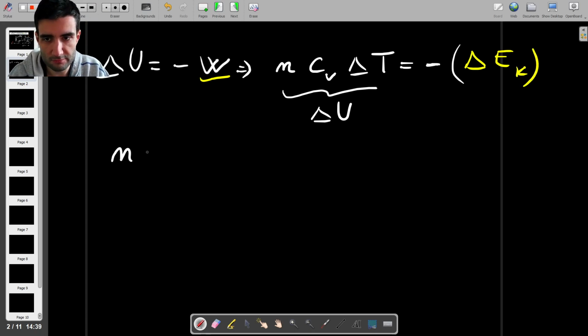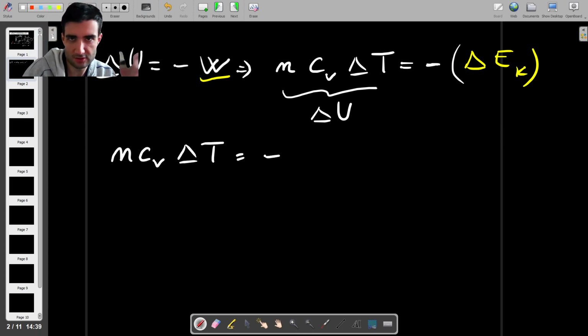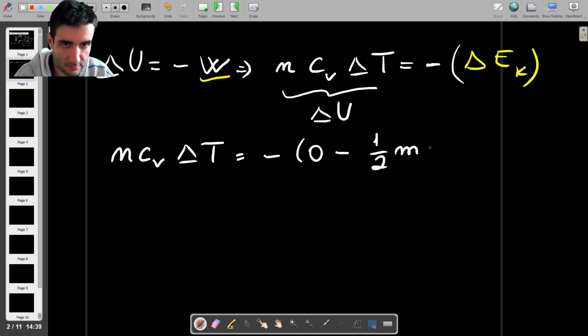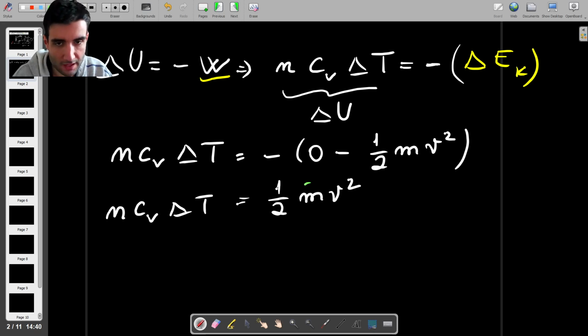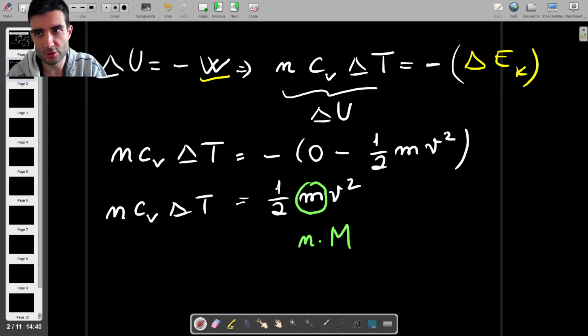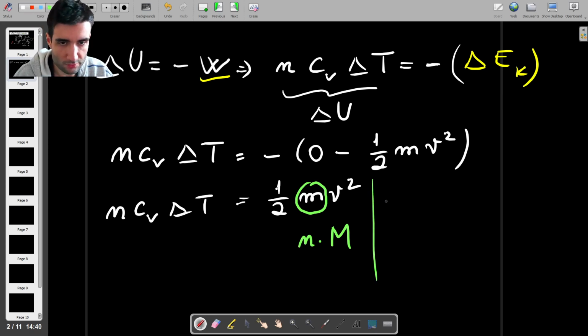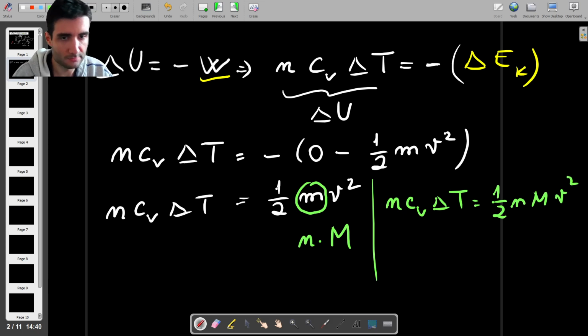And then we have number of moles times Cv times delta T is equal to minus the change in kinetic energy. Now the change in kinetic energy, as usual, is final minus initial. So it's 0 minus 1/2 mv squared, like this, which is 1/2 mv squared. So 1/2 mv squared is n Cv times delta T. Now keep in mind that this m, this mass, is the mass of the gas, which is the same as the number of moles times the molar mass. So if we rewrite this here on the right, we have n, we have Cv, we have change in temperature is 1/2 n M times v squared.